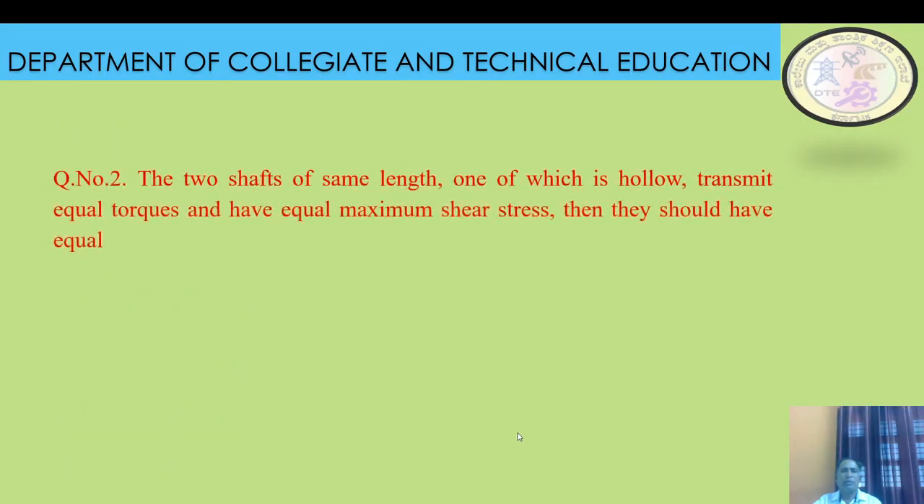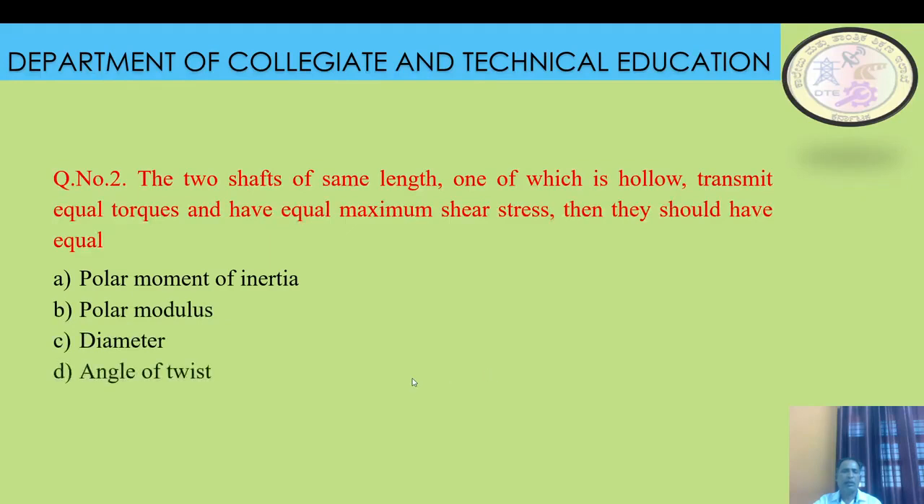The two shafts of same length, one of which is hollow, transmit equal torques and have equal maximum shear stress, then they should have equal polar moment of inertia, polar modulus, diameter, or angle of twist. The answer is polar modulus. If the two shafts transmit equal torque and have equal stress, then they should have equal polar modulus. Answer is B.